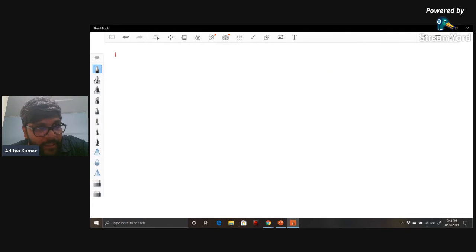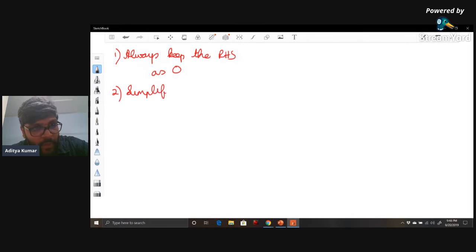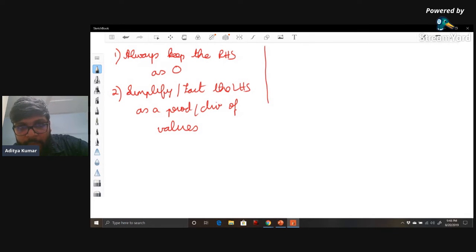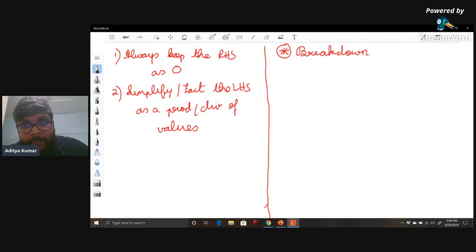So think about it. Okay, I'm going to rewrite the two golden rules first. Always keep the right hand side as 0. Second, simplify or factorize the left hand side as a product or a division of values. Right? I'm going to add to this, but there is one thing that I want you to understand, and that is this. The key to solving any inequality question, especially on data sufficiency, is to always learn to spend time on the question stem and learn to break down the question stem.